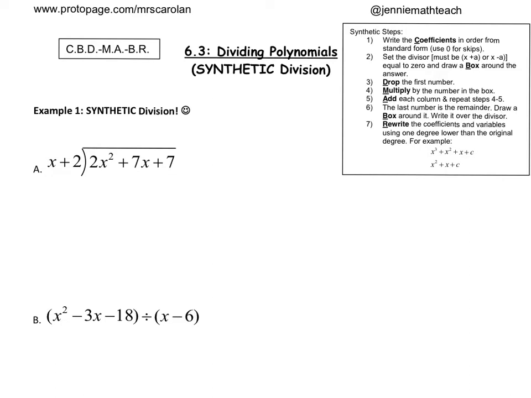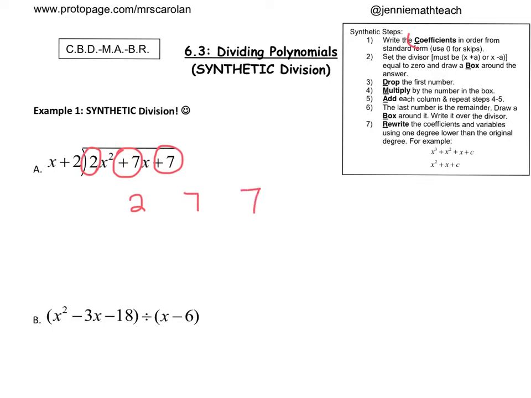Alright, let's follow the steps for synthetic division. The first thing we need are the coefficients from the polynomial. So we're going to need the 2, the positive 7, and the positive 7. And we'll write them kind of spaced out like that.